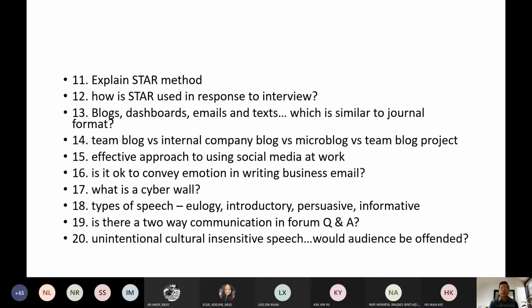There is some good vocabulary in English. Cyber war. What is cyber war? I think you all know what cyber war is and so on. Types of speech: eulogy, introductory, persuasive, informative. What are they? And during a forum, is question and answer a common practice, for example? What about a symposium? What about a colloquium, and so on?